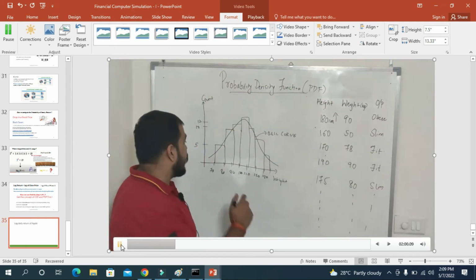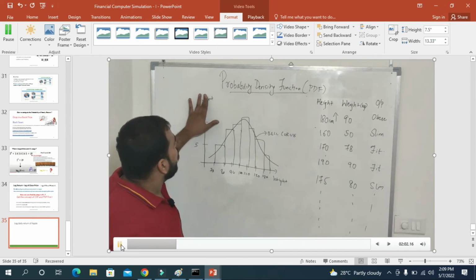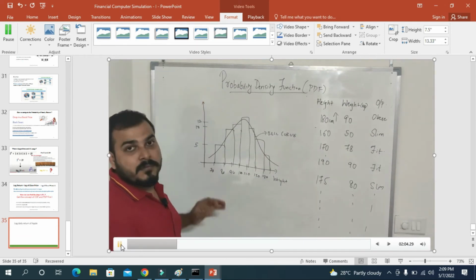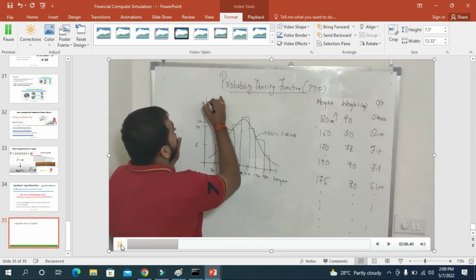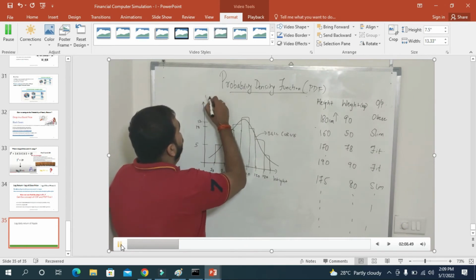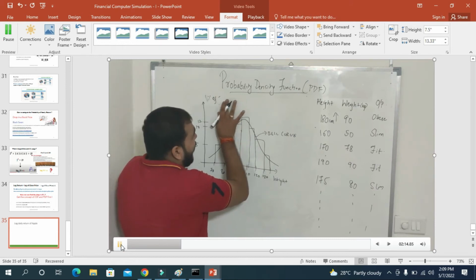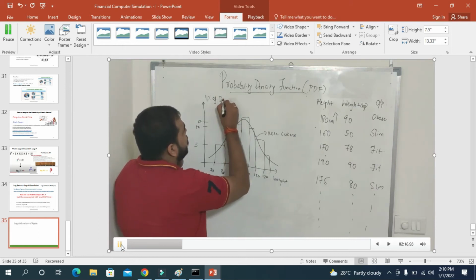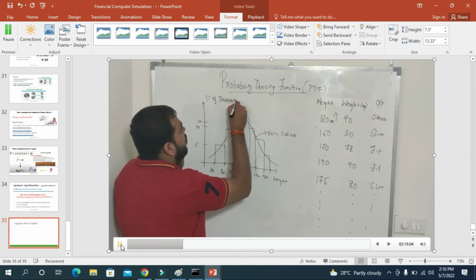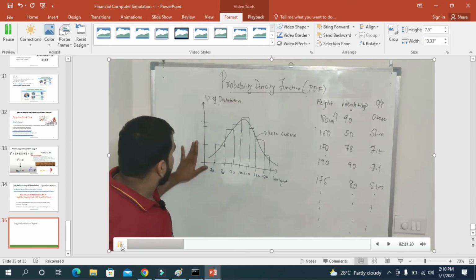Now as soon as I draw this particular bell curve, this count value will get removed in the y-axis. Okay, now this will say percentage of the distribution. This y-axis will now become percentage of the population, or I'll not say population, I'll say percentage of the distribution. Now we'll try to understand what exactly it is. So I'm just going to remove all this.